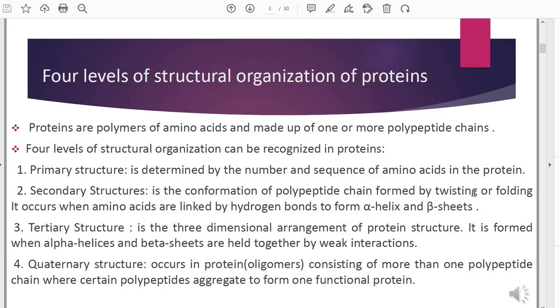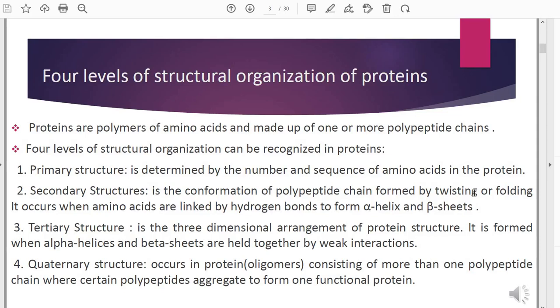Tertiary structure, it's the third level. The three-dimensional arrangement of the protein structure, formed when the alpha helix or the beta sheets are held together by weak interactions or weak bonds. Each level has specific bonds زي ما قلنا. The fourth level called quaternary structure, and this occurs when the protein oligomers. Oligo means a number of subunits from 3 to 9.